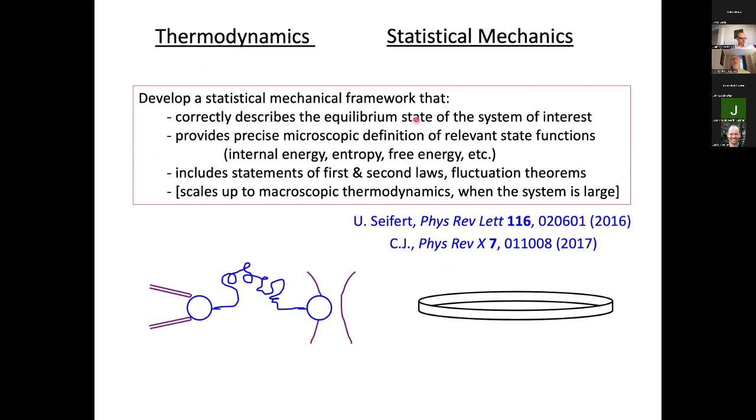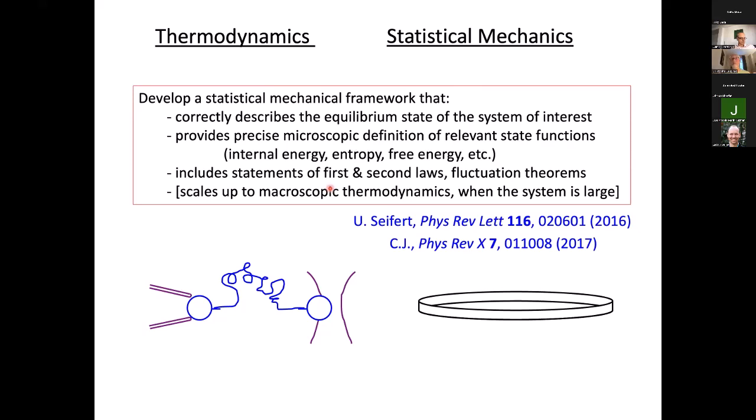I mean, if you can't do that, you'd better pack up and go home, because you're not going to get anything else right. It should provide very precise microscopic definitions of all the relevant state functions that we may be interested in, such as internal energy, entropy, free energy, and so forth. And I should have added here that it also should provide precise microscopic definitions of heat and work. The framework should include explicit statements of both the first and second laws of thermodynamics, as well as fluctuation theorems.